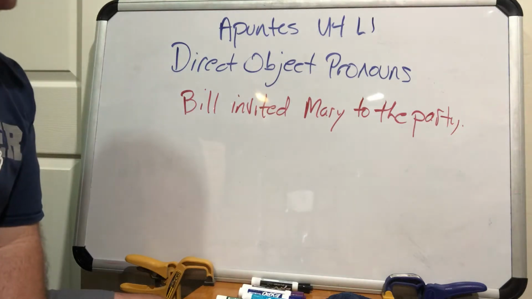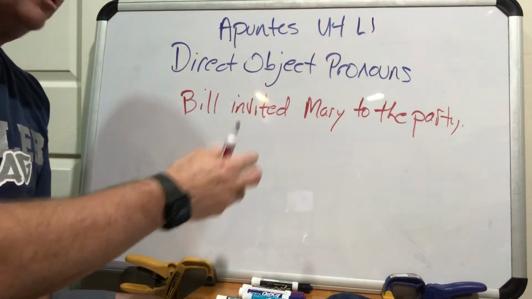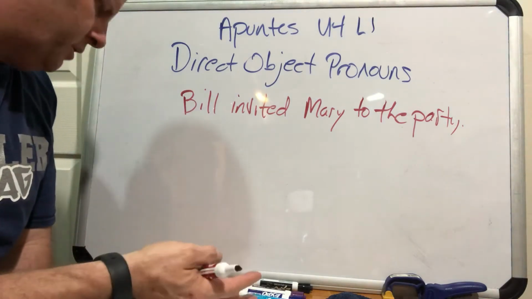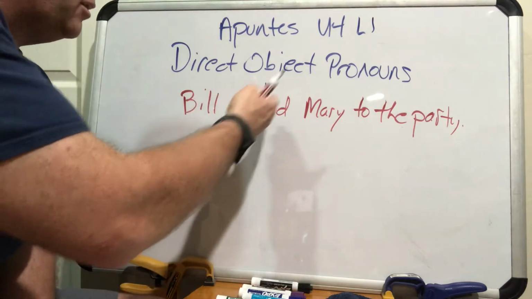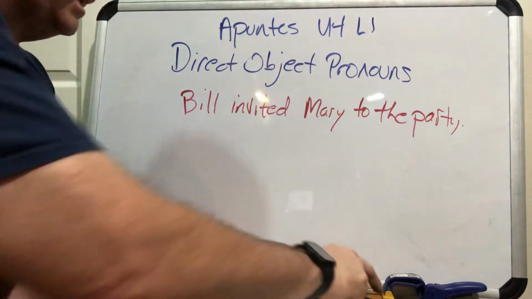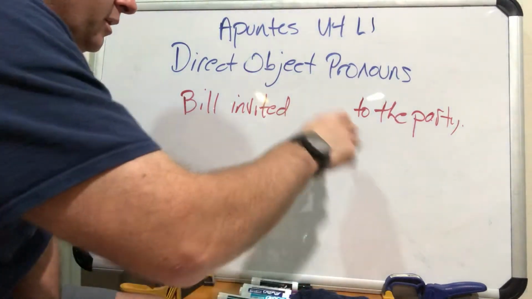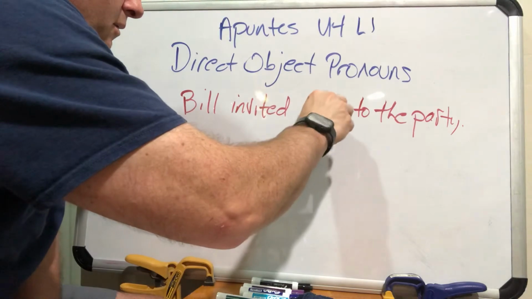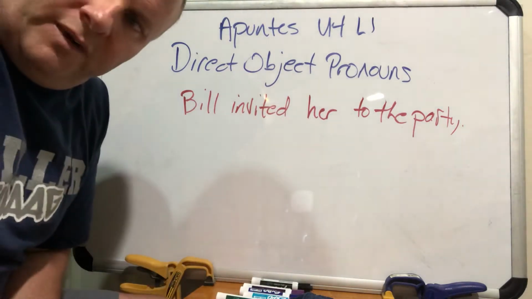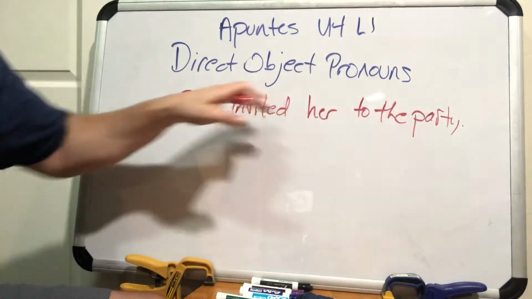Okay, so if I change Mary to a pronoun, so we already know we're talking about Mary. Hey, have you seen Mary? Yeah, she's doing good. Did Bill invite her? It's not going to change in English. So we just take out Mary, we already know we're talking about Mary, and change it to her. Bill invited her to the party. Okay, now we're good. And we don't change the order. We don't have to mess with anything.